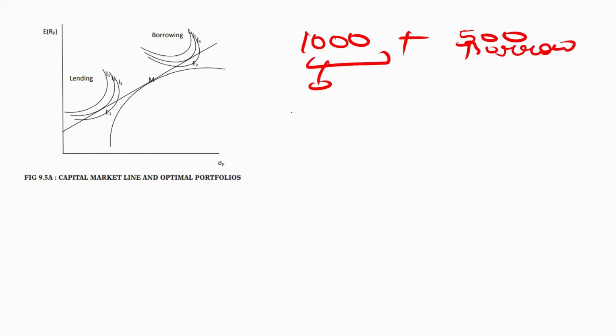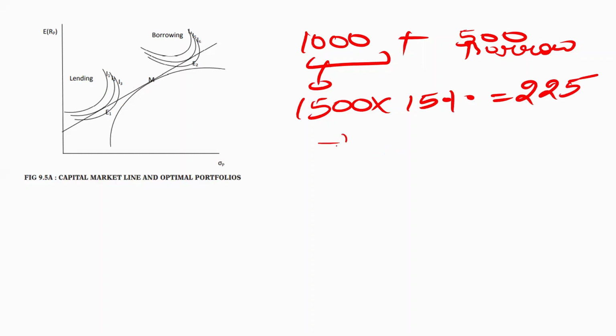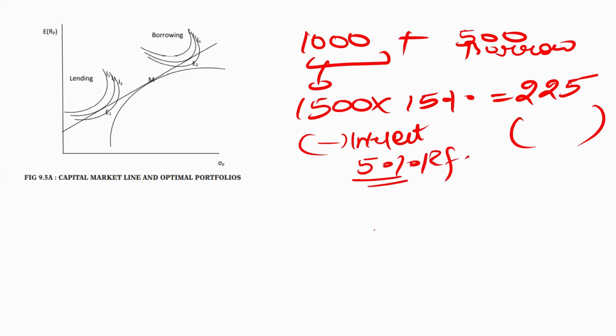So on 1,000 I will get 15%. Okay. Sorry, on 1,500 I will get 15% because I have invested my full money in the market. So I got 225 as my return, but I need to pay the interest on whatever amount I have borrowed. At what rate? 5%. What was it? Risk free. We can borrow an indefinite amount and lend as well. So on 500, 5% interest, that is 25.